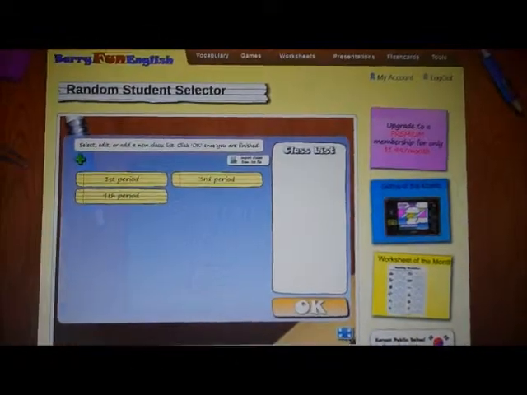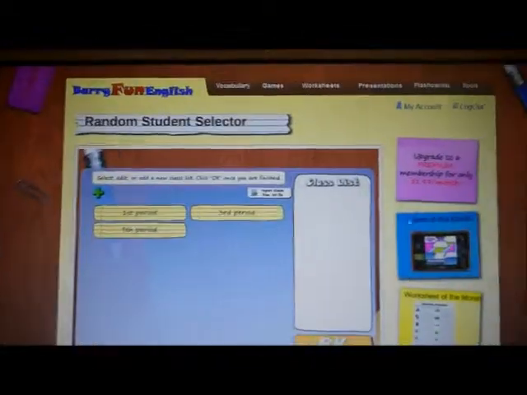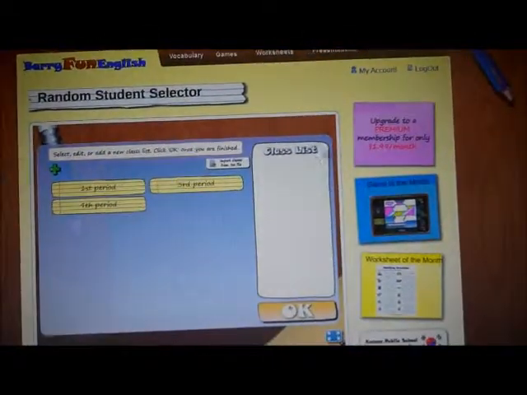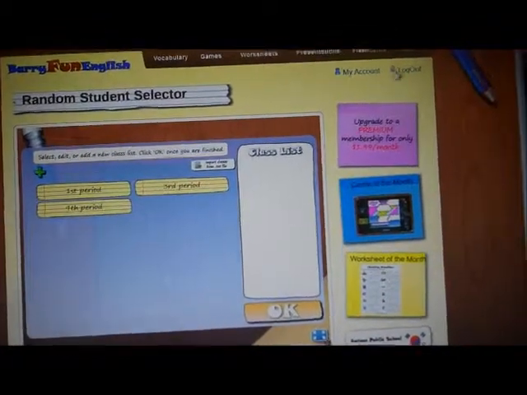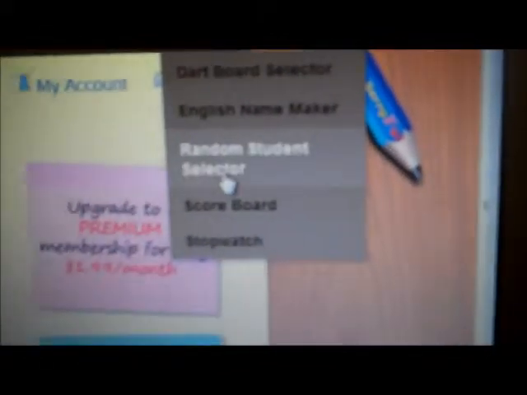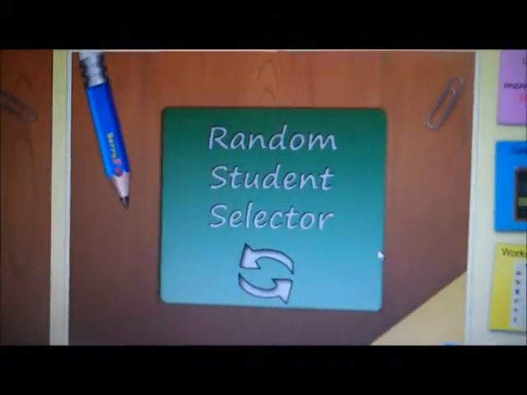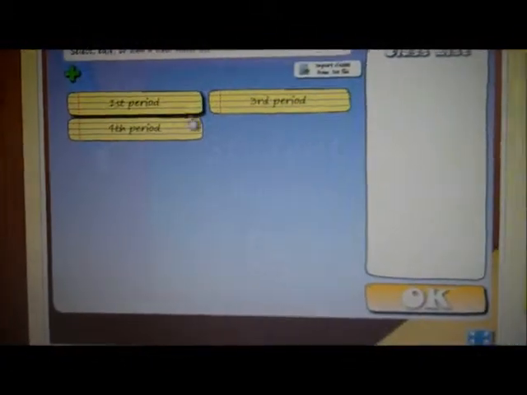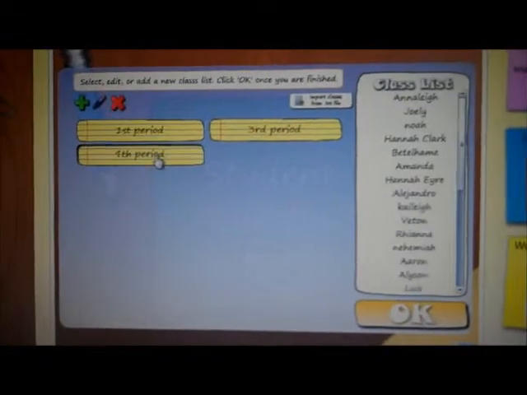Okay, I'm on veryfunenglish.com, so I would just do a little login and you can log out, make your little account for free, but it's under Tools. And then I would go to Random Student Selector. It's going to pull up Random Student Selector, and I already have an account, and I've already been using this in class, so I have all 3 of my intro classes. So let me just go through 4th period.